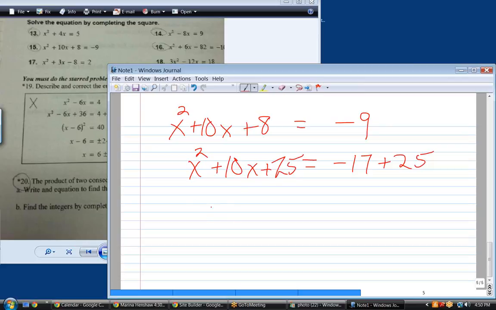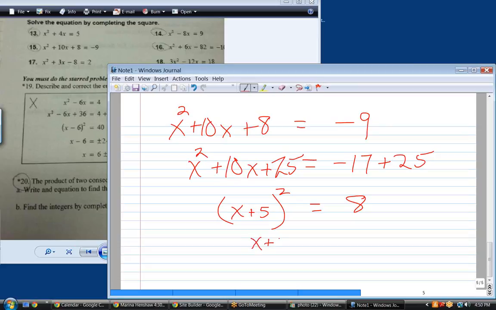So now the left side can be written how? X minus 5 squared. No, there's no minuses. This is a plus, and that's a plus. 5. Okay? Now what? Find the square root of both sides.